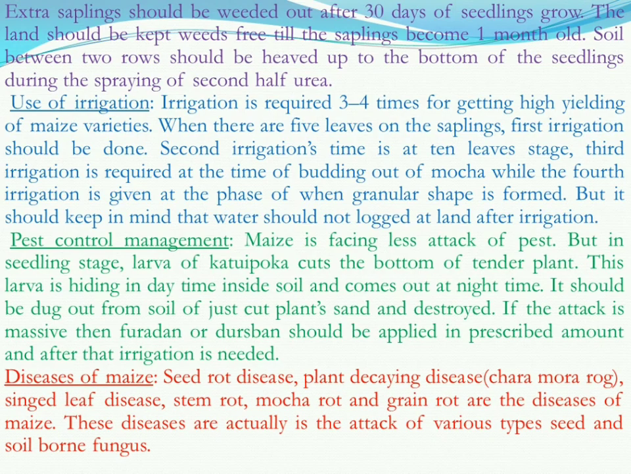Now let us see what the diseases of maize are. There are a lot of diseases like seed rot disease, plant decaying disease, singed leaf disease, stem rot, mocha rot, and grain rot diseases. These diseases are basically attacks of various types of seed and soil-borne fungus.